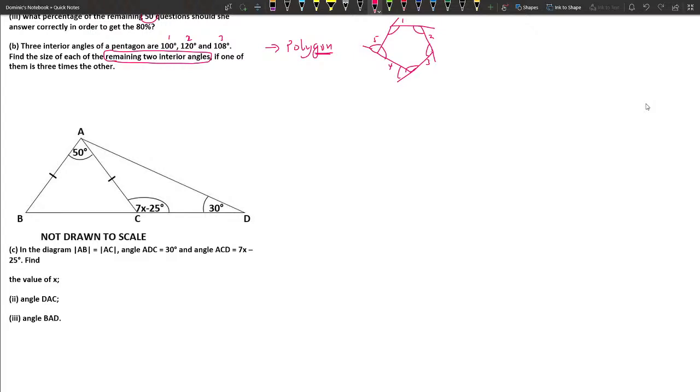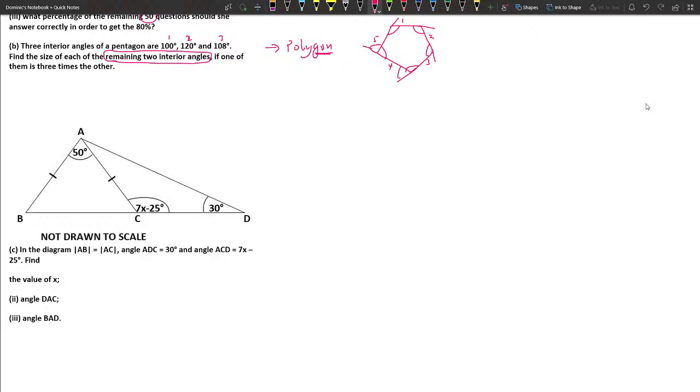The pentagon should also have an exterior angle. It should have an interior angle. If a pentagon has 5 sides, the angles in it should be 5. The exterior angles outside of it should also be 5. So we've now established that we are dealing with a pentagon.